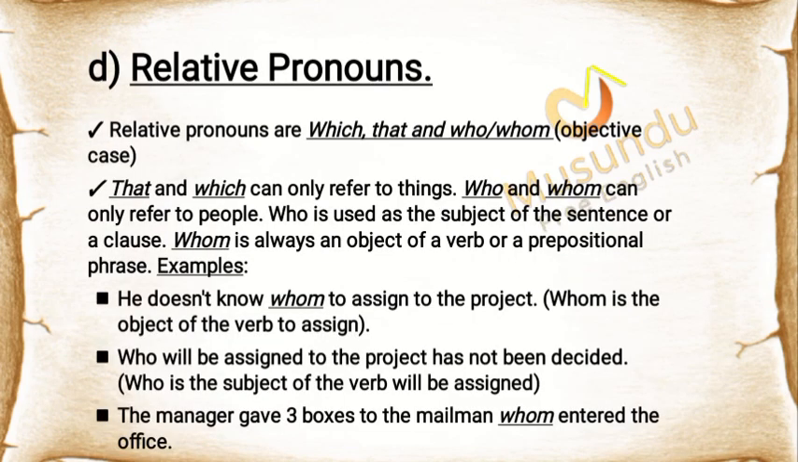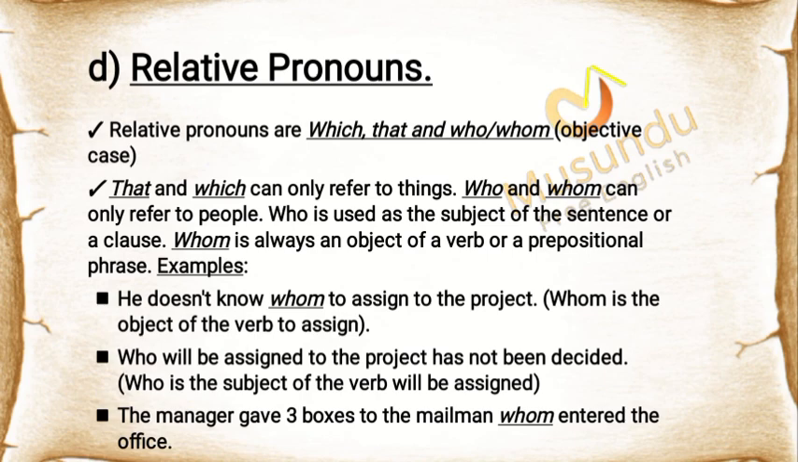D. Relative pronouns. Relative pronouns are which, that and who, whom, objective case. That and which can only refer to things. Who and whom can only refer to people. Who is used as the subject of the sentence or a clause. Whom is always an object of a verb or a prepositional phrase.